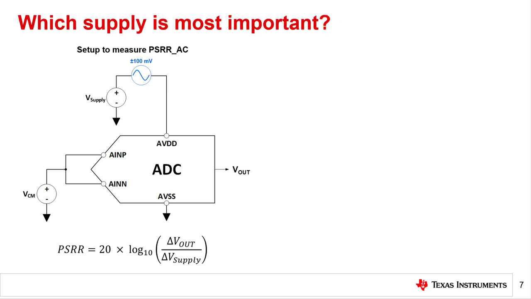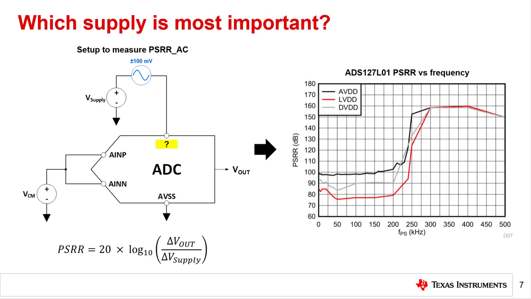While our analysis has focused exclusively on AVDD thus far, ADCs have other supply voltages that can introduce noise. This begs the question: which supply is most critical to minimize noise? To answer this question, let's review the plot on the right that was introduced previously during the discussion about PSRR datasheet specifications. This graph plots the PSRR versus frequency for the ADS127L01, a 24-bit delta sigma ADC with a wide bandwidth digital filter that can sample up to 512 kilosamples per second.